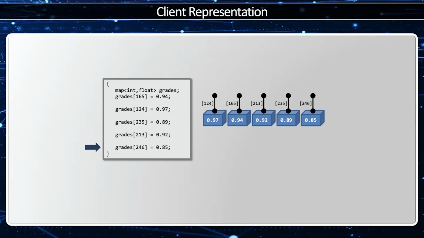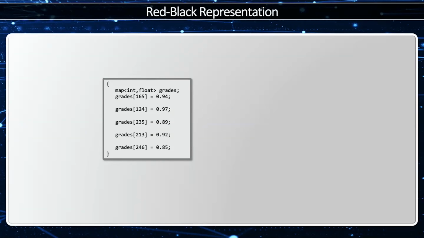Now, the question is, how do we implement a map in such a way that I don't have to scoot things over and do too much work? Well, the answer is we're going to use a red-black balanced binary search tree. So let's do exactly the same problem again. So I'm going to say grades 165, and now I have a single node, and this node has a key, 165, and a value, which is 94%.